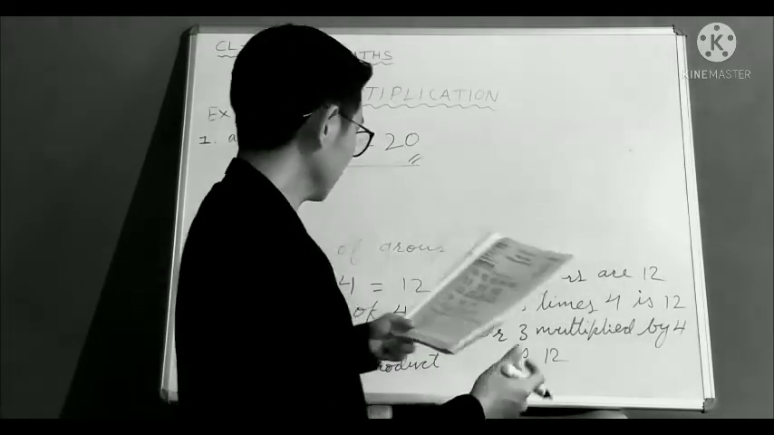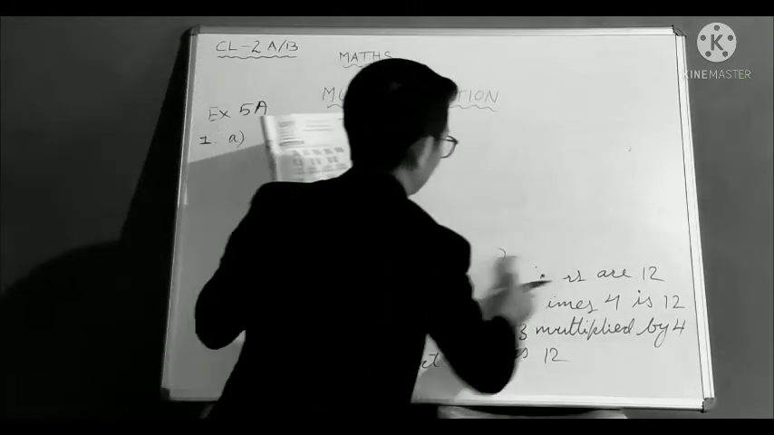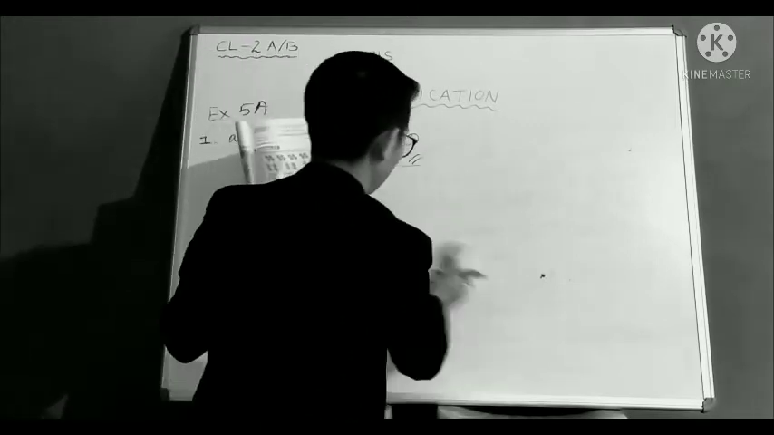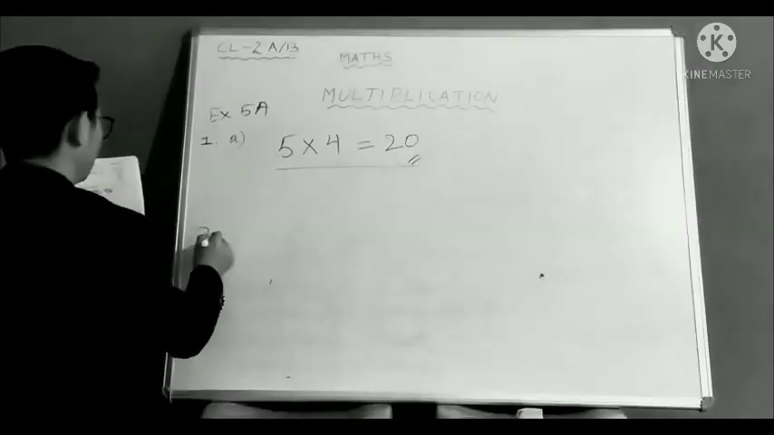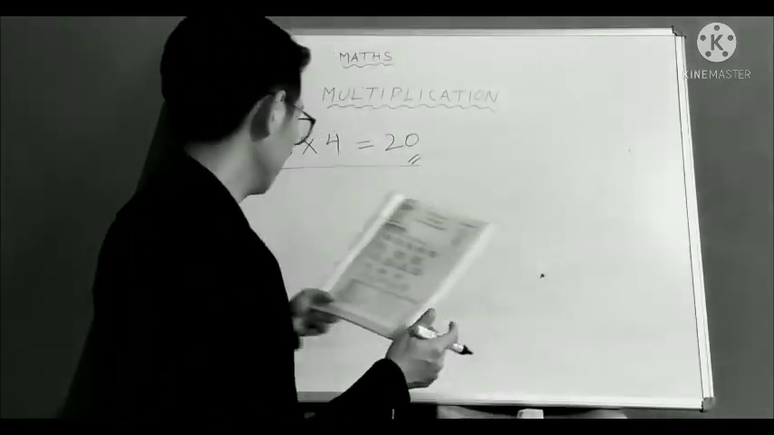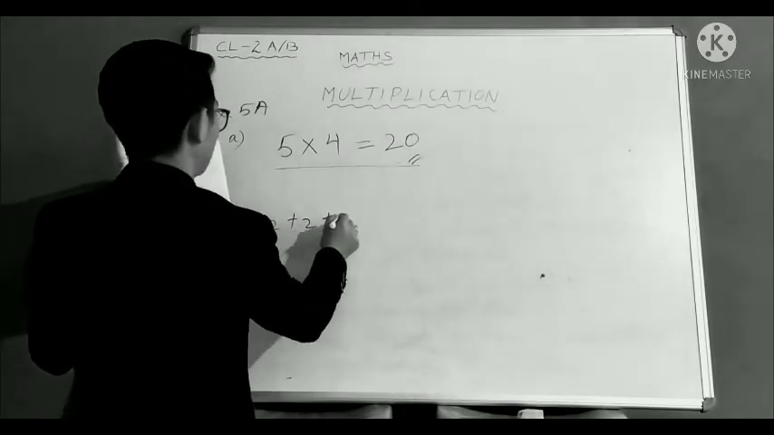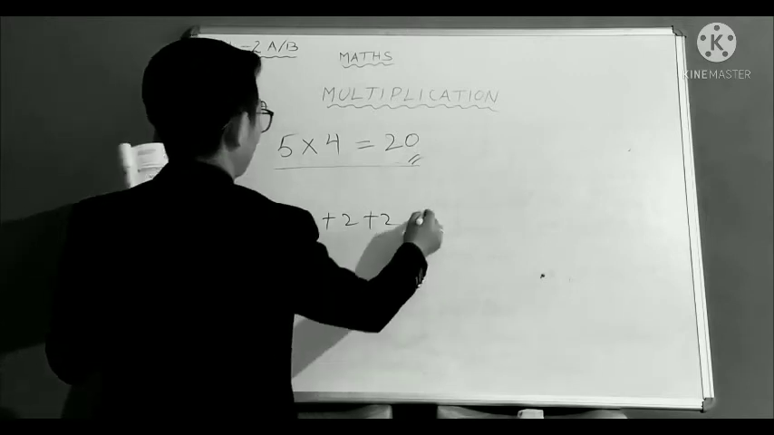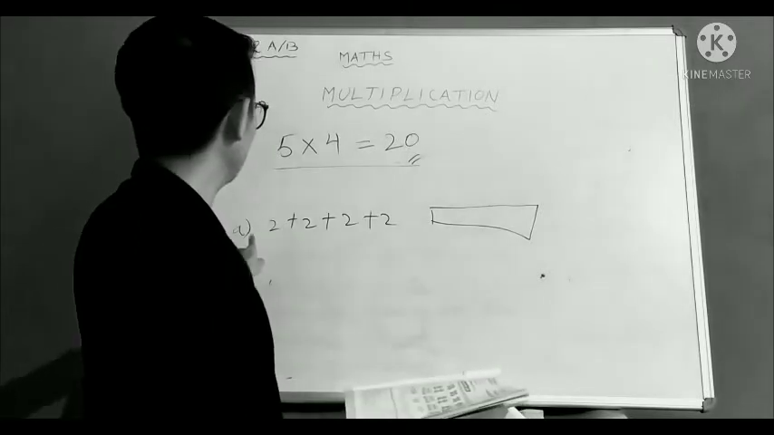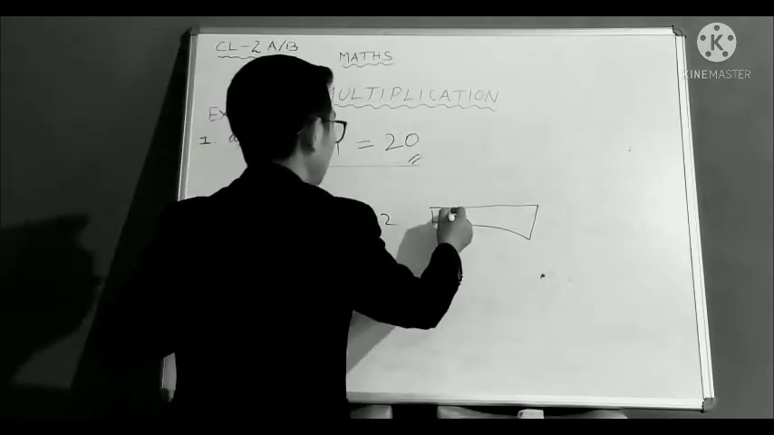And number 2 is also very easy. Write the multiplication form of each of the following repeated additions. So in number 1 it is given 2 plus 2 plus 2 plus 2. Now there is a blank, right? So how are you going to do it? First, count the number of 2's. 1 2 3 4. So 4 2's are there.